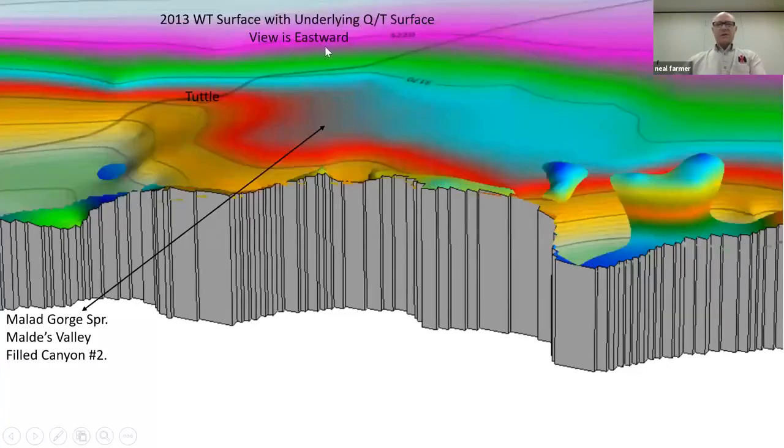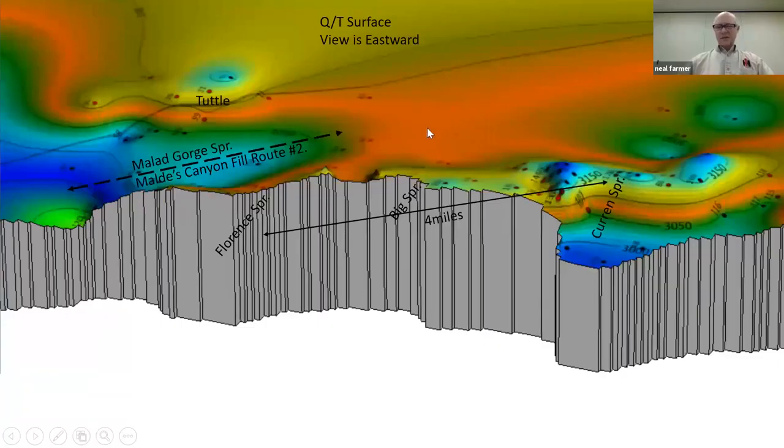And when you add the 2013 water table surface, and I use the 2013 water table because it's a high resolution water table where we measured about 200 wells in a small area, and our other water table maps don't have that resolution, and so they don't show a bench feature in the water table in this area, which is right where Maldi's Canyon is at this location. So you see the flattening of the water table, if I back up, right in this canyon filling area.